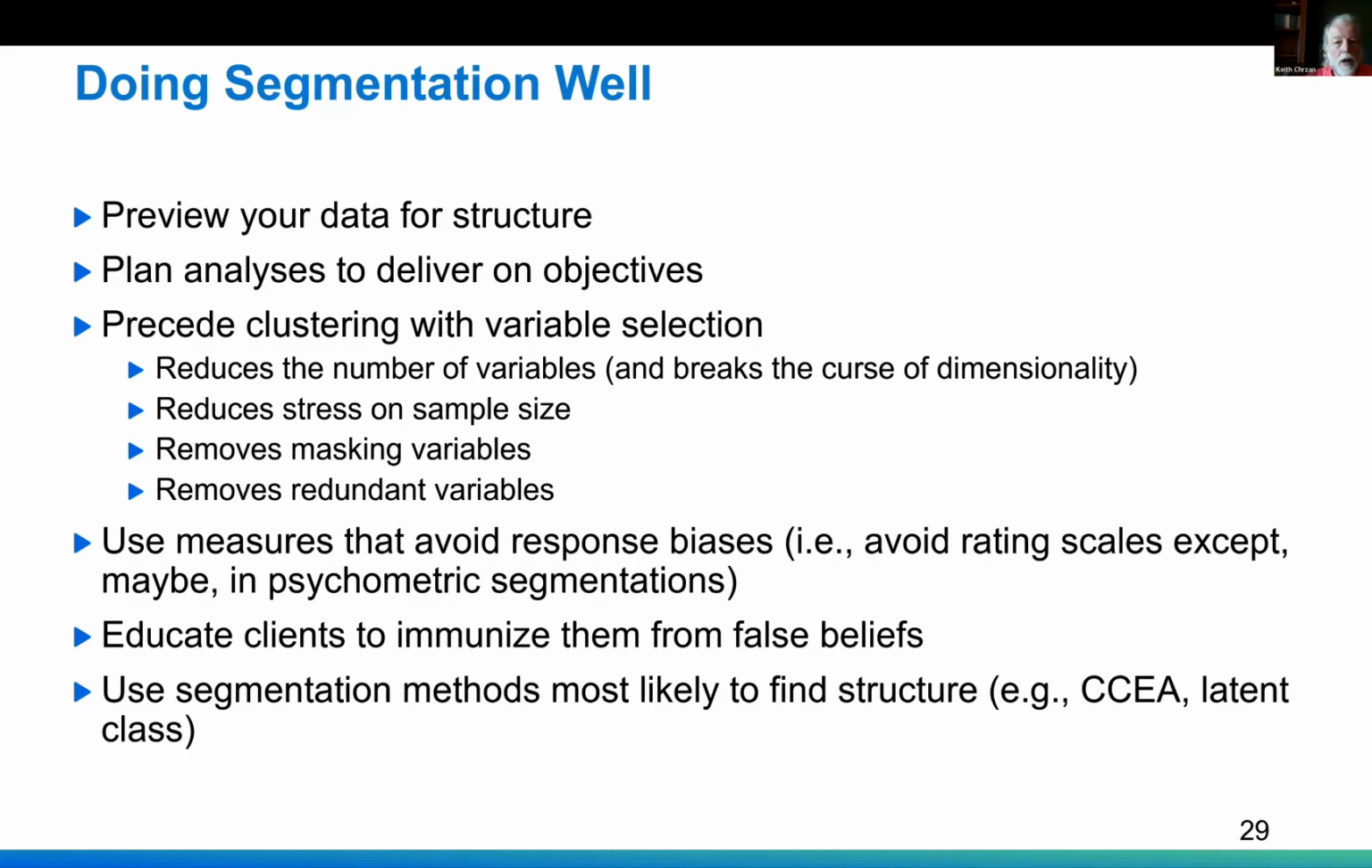I think we want to precede our clustering with something called variable selection, because we want to reduce the number of variables and break the curse of dimensionality. We want to reduce the stress on our sample size. We want to eliminate any masking variables or redundant variables from our analysis, because those help us not see the true structure in the data, and so we really want to work hard to get rid of them. We'd like to use measures that avoid response bias, like avoiding rating scales if possible. We'd like to educate our clients to immunize them from those false beliefs, because those false beliefs are going to lead us down some bad alleys.